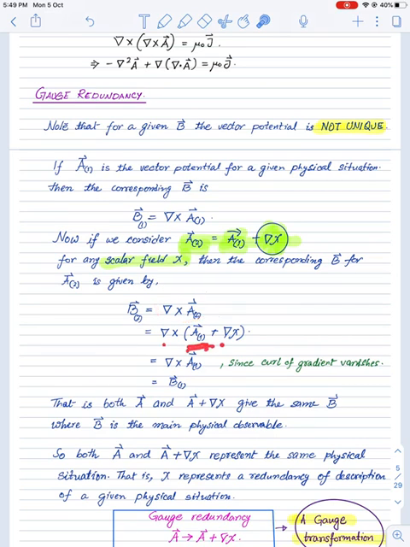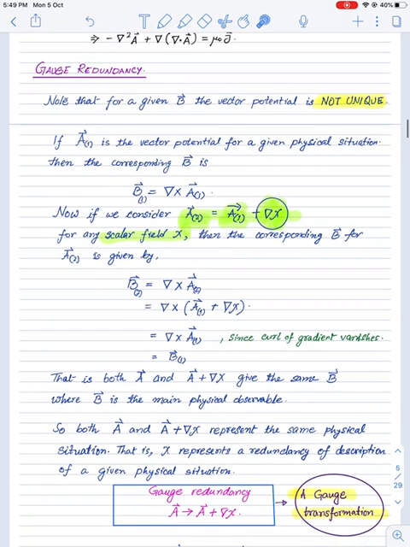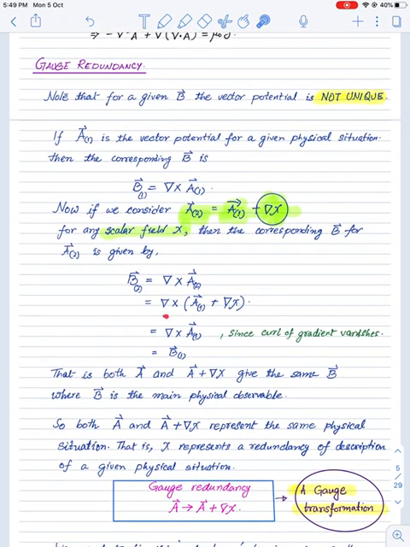Now if I write it down in terms of A1, it's the curl of A1 plus the gradient of chi, where chi is the scalar field. Then you see there are two terms. One is the curl of A1 and the other is the curl of the gradient of chi, and the curl of a gradient vanishes, as you all know very well. So basically this is again the curl of A1, which is equal to B1.